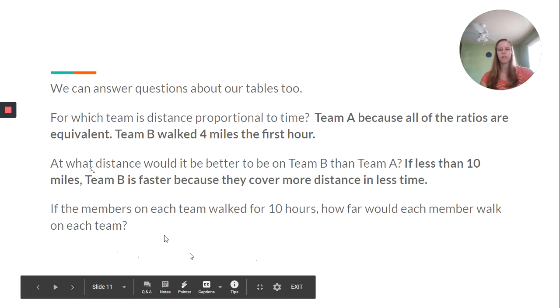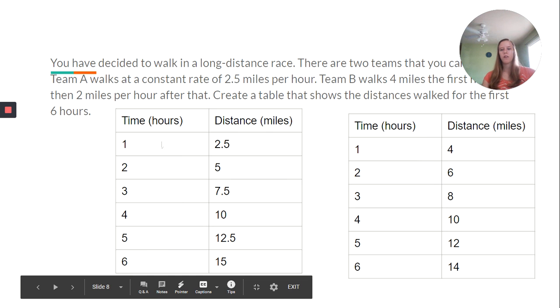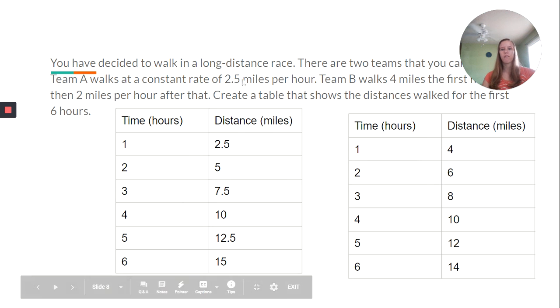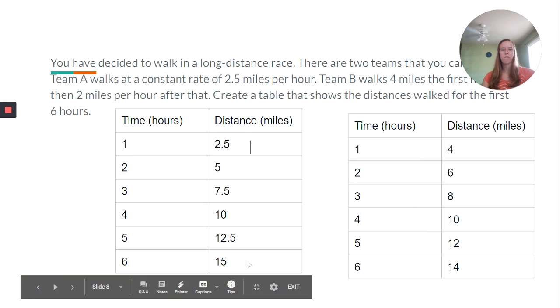Okay, so let's look at our last question. If the members on each team walked for 10 hours, how far would each member walk on each team? So we'll go back again to our chart. We know that this one, they're just walking 2.5 miles an hour. So we can take 2.5 times 10 and we get 25 miles.